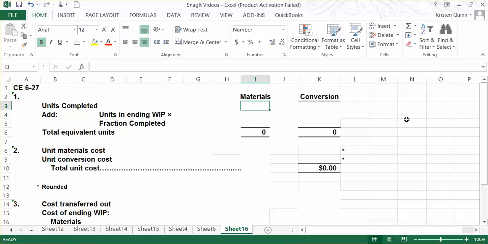In this problem, they tell us that we had 32,600 units that were completed. If the units were completed, that means they were 100% completed with respect to the materials needed and to all conversion.